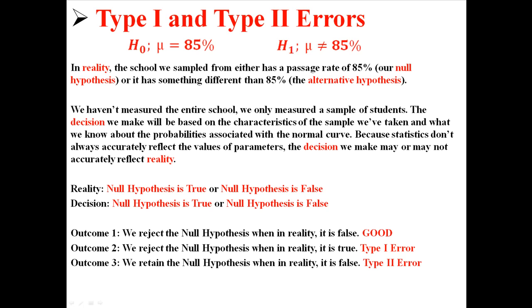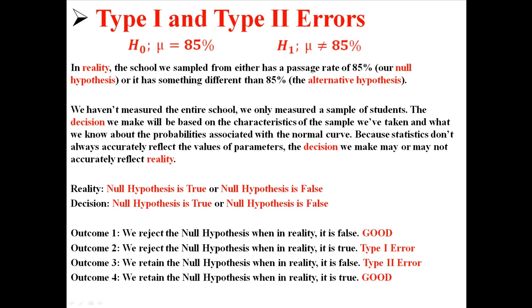The third outcome is that we retain the null hypothesis when in reality it is false. So we're saying, okay, we found it to be true, but actually in real life it was false. That's also a mistake, and that mistake is called a type 2 error. And the final outcome is that we retain the null hypothesis when in reality it is true. So really we say the null hypothesis is true when it actually is in reality. So that's another good thing.